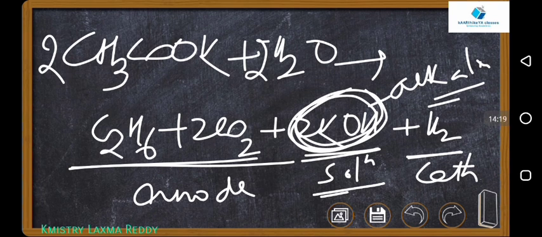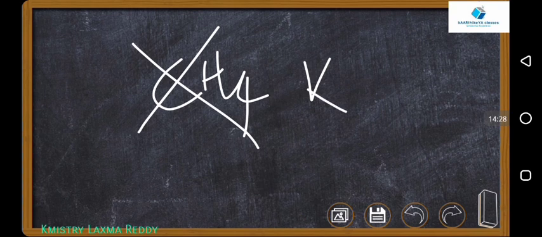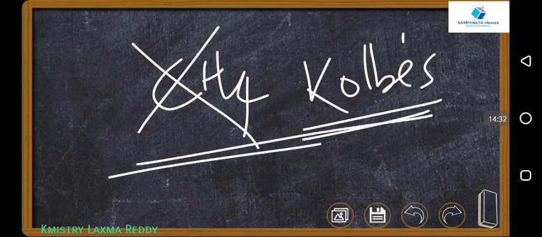Now, one important thing: you cannot prepare methane because a minimum of 2 carbons is required. So methane cannot be prepared by Kolbe's electrolysis. Kolbe's method you cannot use for methane. Remember this. These kinds of questions are very common. Now, if I want to prepare ethene, then what should I do?